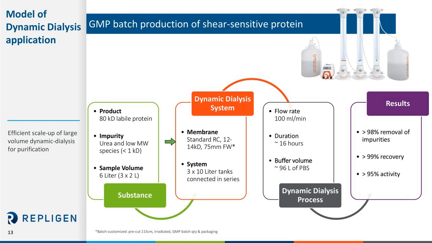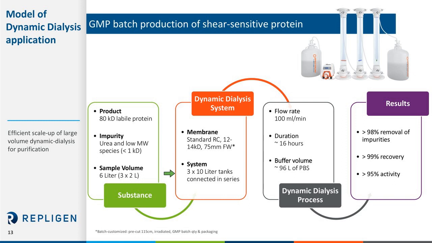Starting with a dialysis membrane, in this case we're using our standard regenerated cellulose with a 12 to 14 kD molecular weight cutoff and a 75 millimeter flat width. This particular membrane we can customize specifically for the application to a pre-cut length. We can pre-irradiate it, and it will be packaged specifically for GMP manufacturing for that batch quantity.